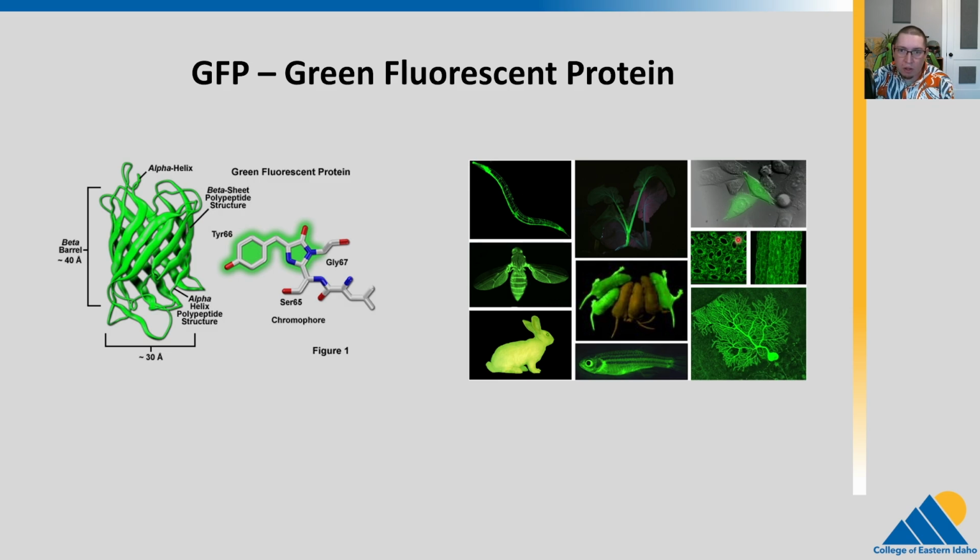Here's some cells that have it added. These look like human skin cells or something. Here's a plant with GFP. Here's a worm, a fly, some little naked mole rats or something like that, right? So this can be added to anything.